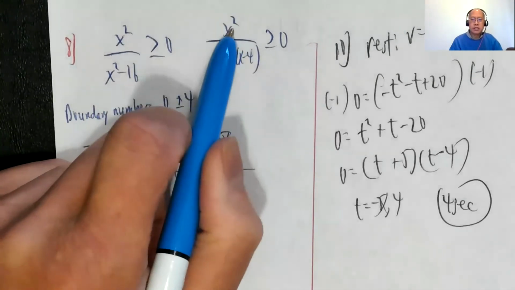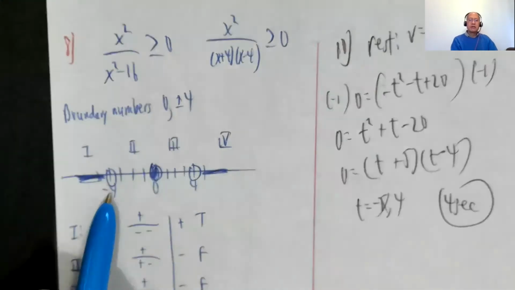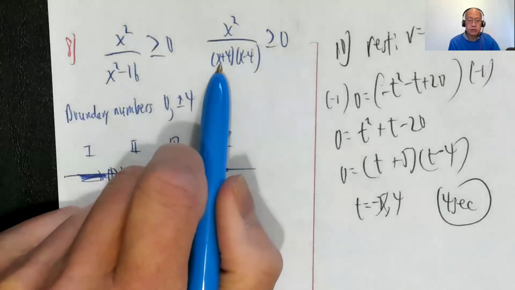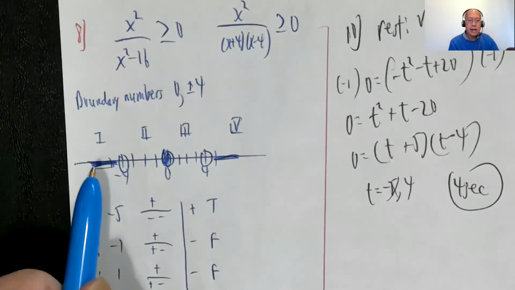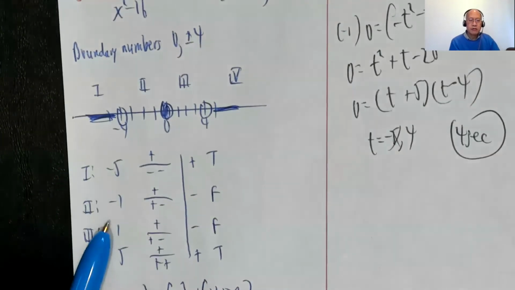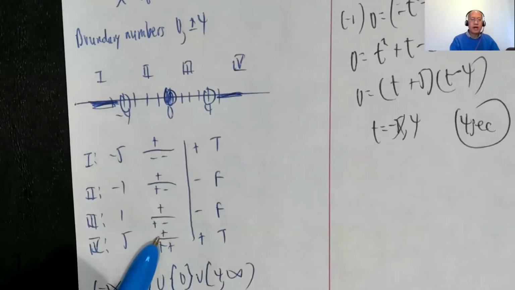Plug in 0, I get 0 divided by that is 0. 0 is greater than or equal to 0, true. But neither negative 4 nor positive 4 work because they give me a 0 on the bottom, and 0 is never allowed on the bottom. Okay, 1, 2, 3, 4 regions. Region 1, negative 5. Region 2, negative 1. Region 3, 1. Region 4, 5.